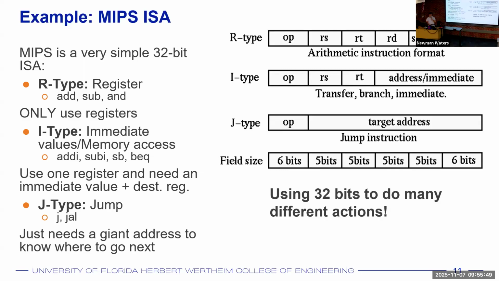The jump type, which is the J-type, there are only two instructions in the ISA that use this, but basically you just specify this is a jump instruction, and then all the other 32 minus 6 bits you use to just specify, I want to go here, right? So this is how we get that flexibility in a processor. We just map the bits that we have for an instruction into these different types, and now we get a lot of flexibility.